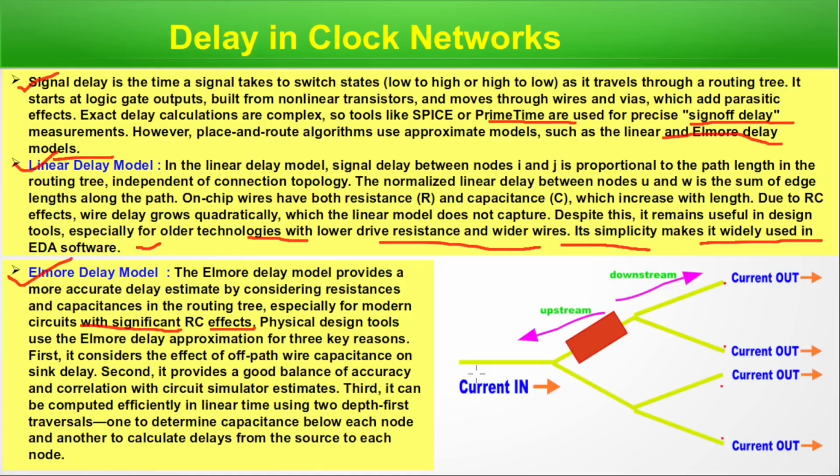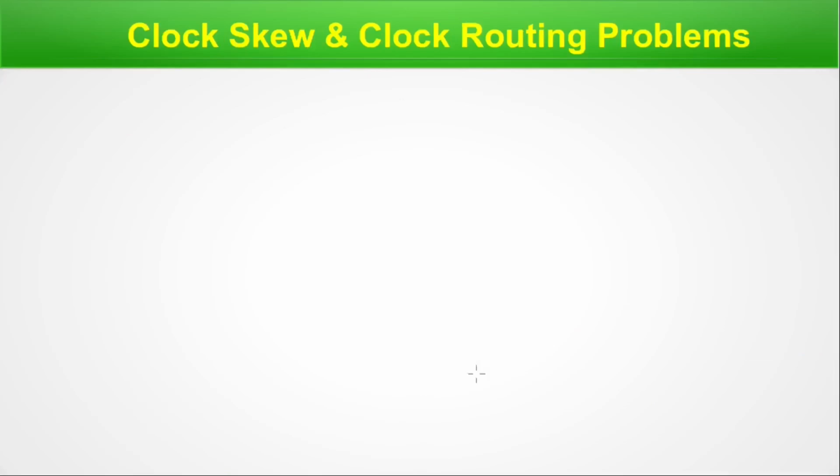Delay in a clock network is basically calculated by the linear delay model, which works quite efficiently for older nodes, and the Elmore delay model is a much more accurate approximation. We are done with this slide. We will move to the next slide.